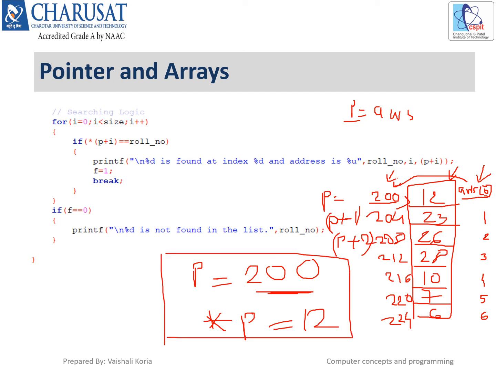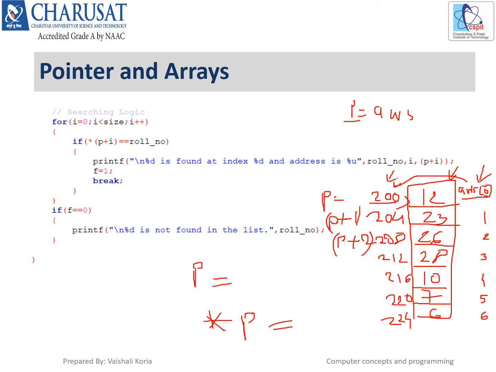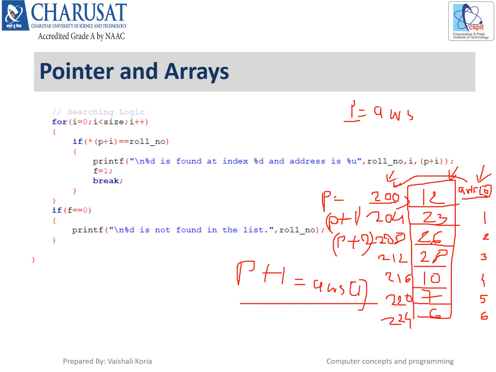But when you want to access the next element of the array, you have to increment the pointer by 1, or you have to write p plus 1 if you want to access the AWS[1] element. So these things we have discussed. So *(p+1) will give you AWS[1].